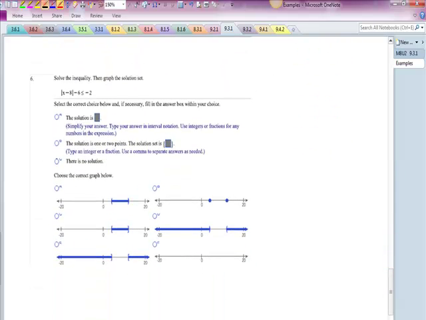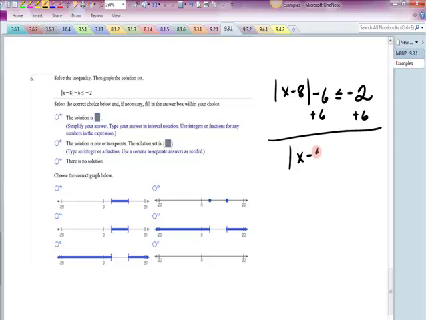All right, let's look at this last one. Absolute value of x minus 8, minus 6, less than or equal to negative 2. Now at first you might say, oh, there's a negative, I'll stop. No, the absolute value is not isolated yet. So I need to add 6 to both sides. I have the absolute value of x minus 8 is less than or equal to 4.